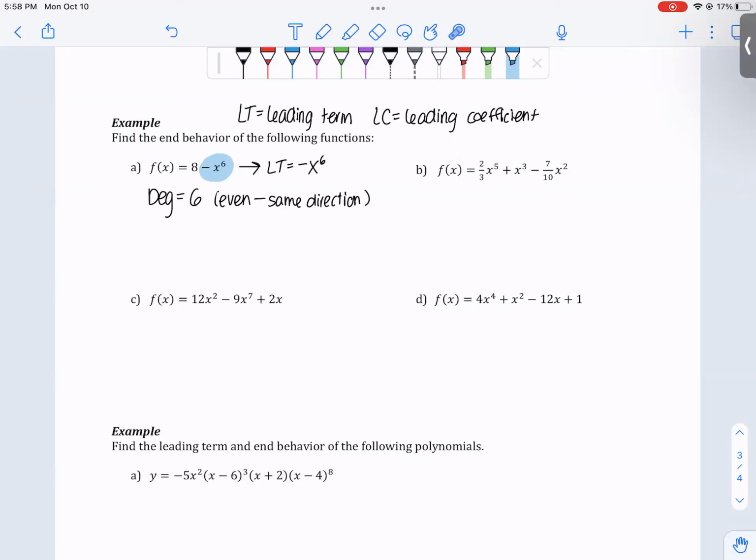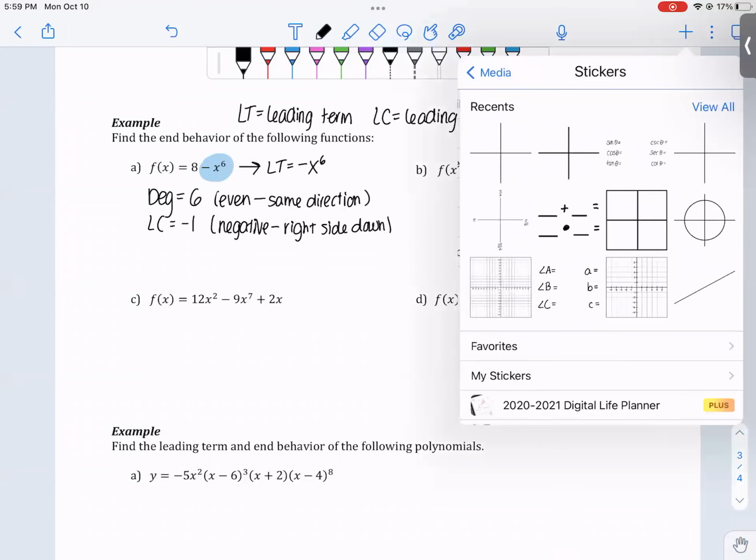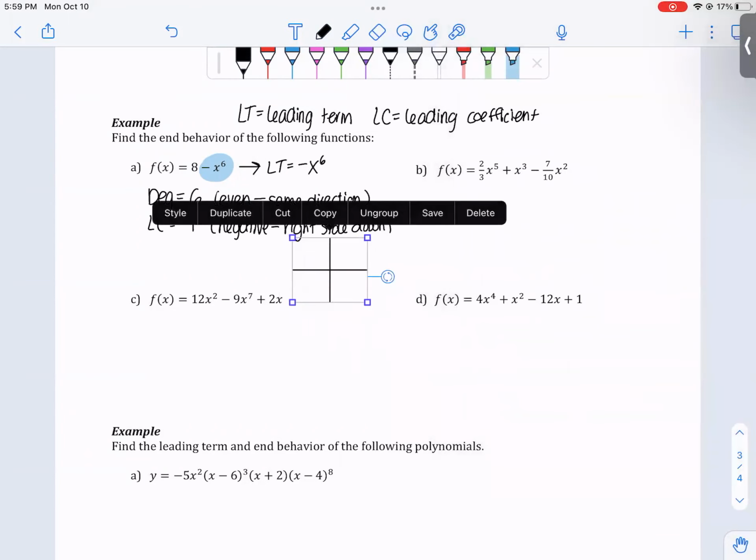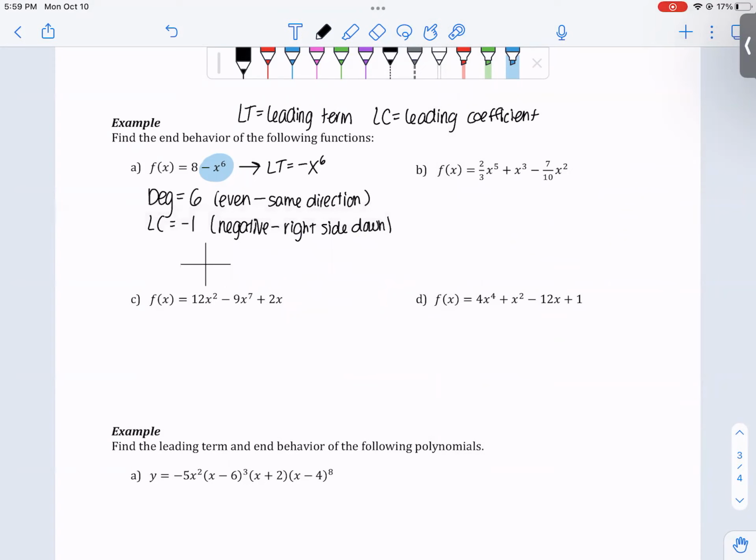The leading coefficient is -1. So that means that the right side goes down. Just make this guy tiny. So our end behavior here, and I'm just going to draw the end behavior on these. The right side goes down. It's an even function, so it's in the same direction. So that's our end behavior. It falls to the left, it falls to the right.